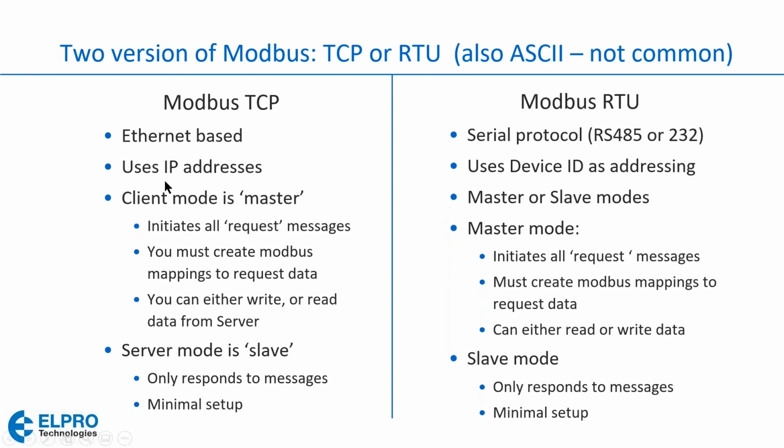Client mode is now what we call the master device. The client initiates all request messages, and the client is the device that must have the Modbus mappings in it to request the data. And of course, similar to RTU mode, you can either write or read data from a server device. The server mode is the equivalent to the slave, and like Modbus RTU, it only responds to messages, and very minimal setup is required there.